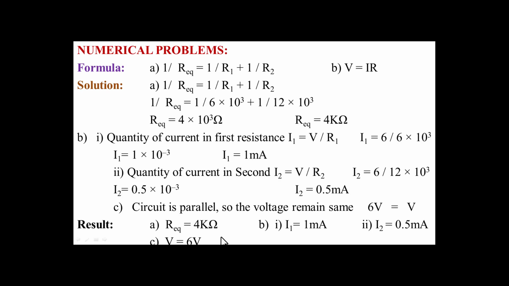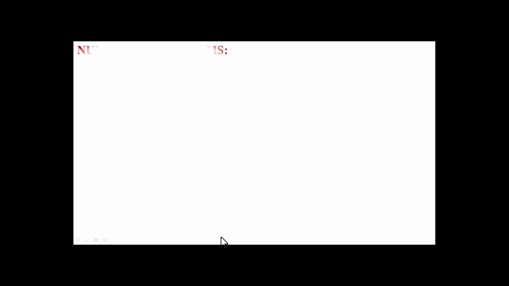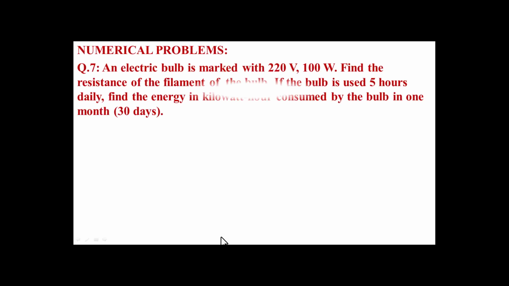Now let's start the next numerical problem. In numerical problem question number 7, given statement: an electric bulb is marked with 220 volt, 100 watt. Find the resistance of the filament of the bulb. If the bulb is used 5 hours daily, find the energy in kilowatt hour consumed by the bulb in 1 month, and 1 month is equal to 30 days.